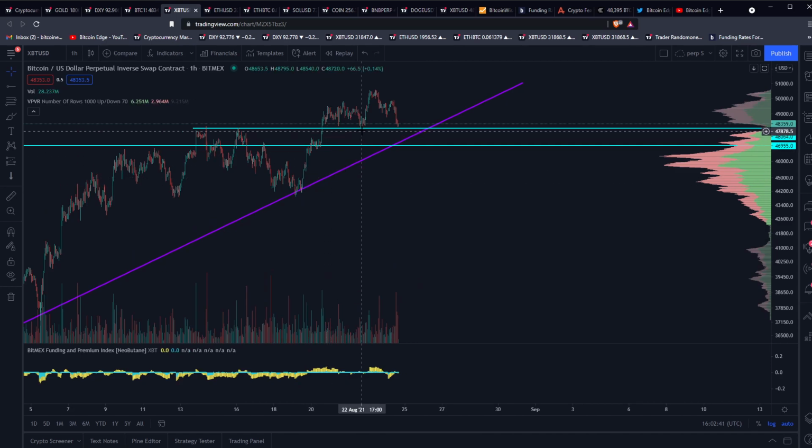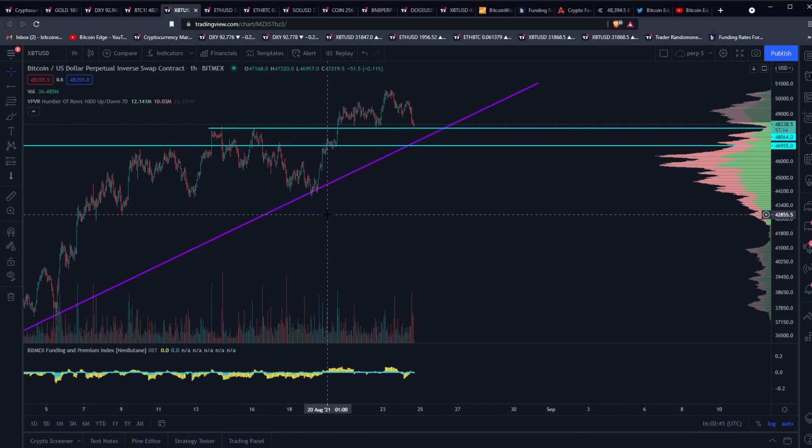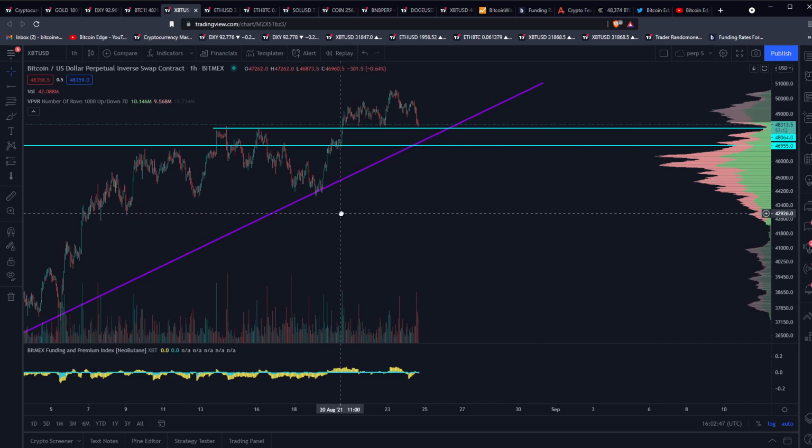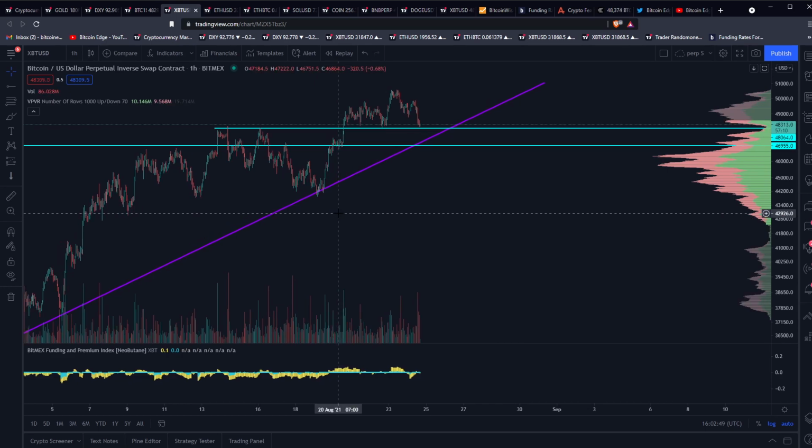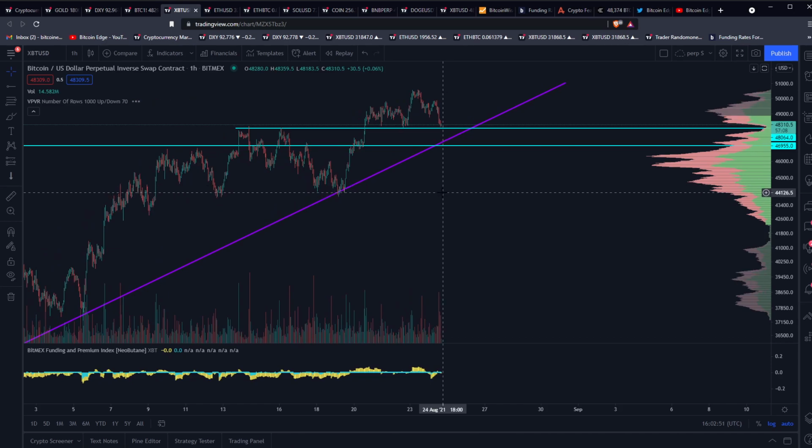Invalidation is pretty clear. Invalidation is basically 48k. If you do want to take the trade over there, make sure to put your stop on the index price, because otherwise you will get hunted.